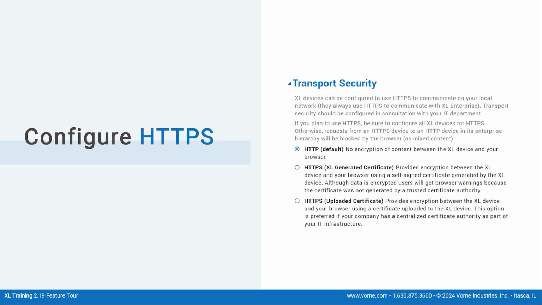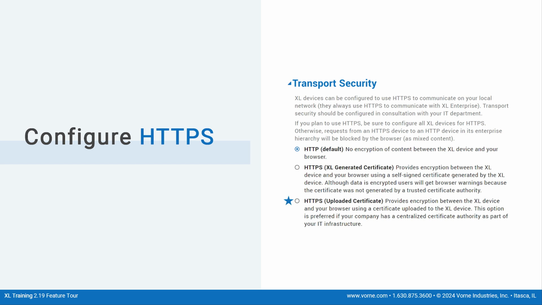Our next feature enables you to configure your Excel device to use HTTPS to communicate on your local network. This can be implemented in two different ways. 1. Upload your own SSL certificate to the Excel device. Or 2. Have Excel generate a self-signed SSL certificate for you. If you have the IT infrastructure to support it, we recommend using your own SSL certificate.